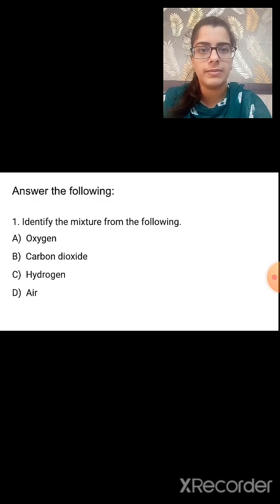What is a mixture? When two or more substances or components are added together, they form a mixture. So, air is a mixture of different gases like oxygen, carbon dioxide, nitrogen, etc. So, the correct option is D, that is air.